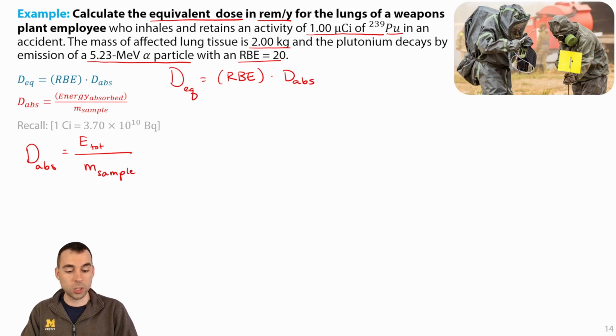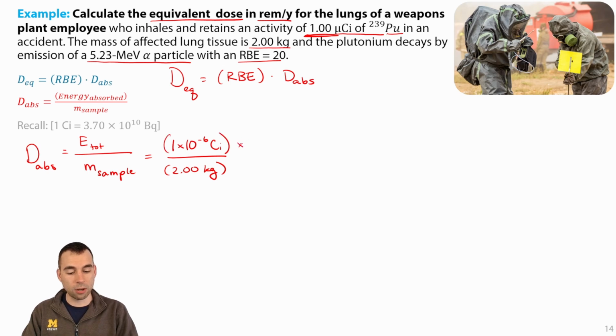And so we're talking about this person's lungs. The mass of that sample is going to be 2 kilograms. But the total energy is not just 5.23 mega electron volts. This plutonium sample has an activity of 1 microcurie, so we have 1 times 10 to the minus 6 curies. And we know in every 1 curie there is 3.7 times 10 to the 10 becquerels, which is essentially decays per second.